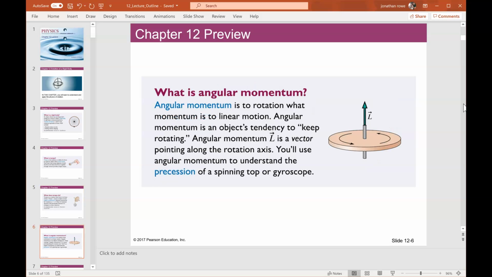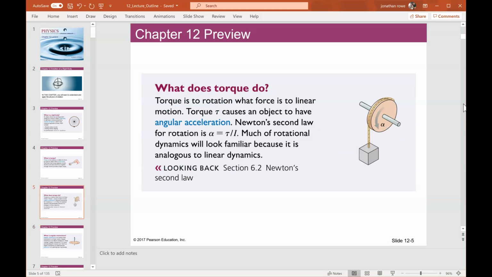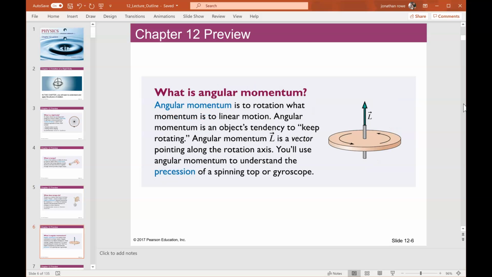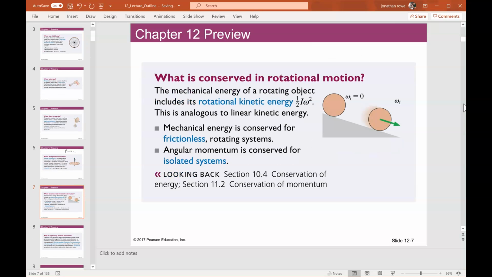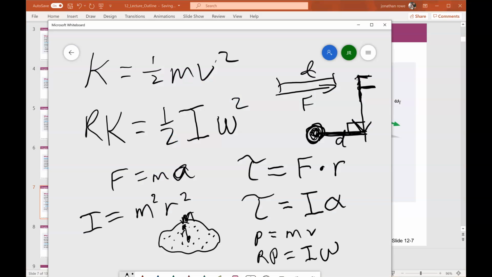What is angular momentum? Angular momentum is to rotation what momentum is to linear motion. We've kind of already talked about that. Here's the letter for it. I forgot the letter. P is linear momentum, and L is angular momentum. So instead of rotational momentum, let me write the correct letter here. It is L.